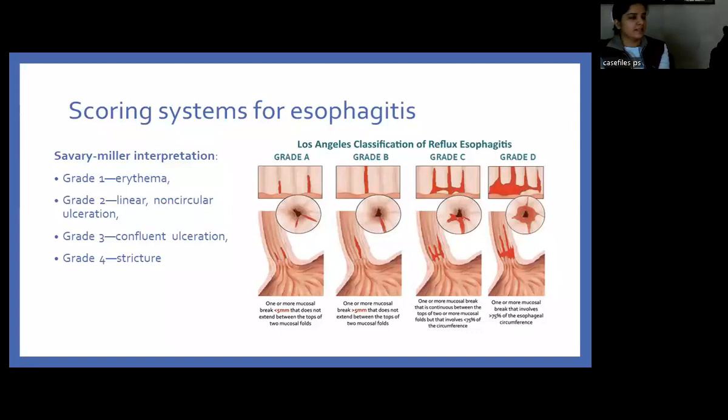In grade B, mucosal breaks are there of more than 5 mm. However, the tops of the mucosal folds do not meet. In grade C, 1 or more of the mucosal breaks occur of more than 5 mm, and there is mucosal continuity of the breach. However, it involves less than 75% of the esophageal circumference, and in grade D, more than 75% of esophageal circumference is included.